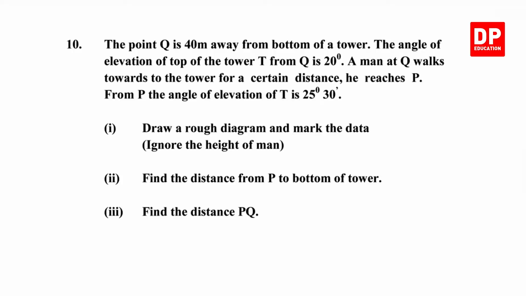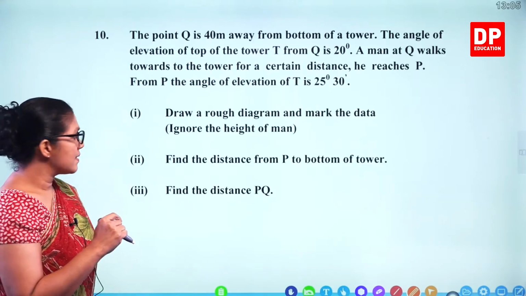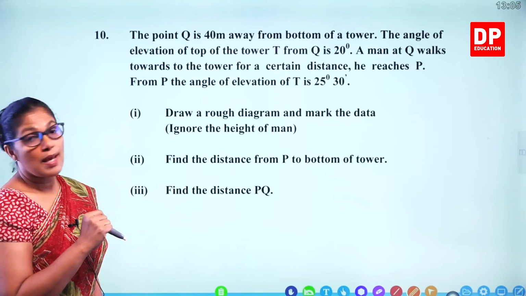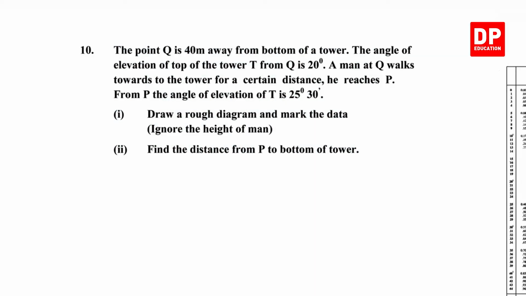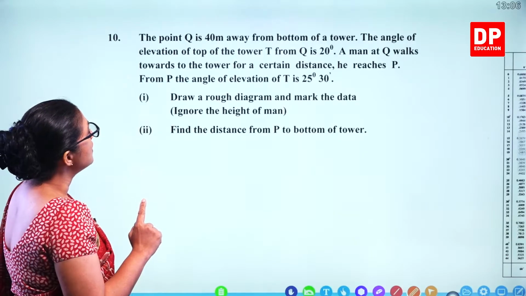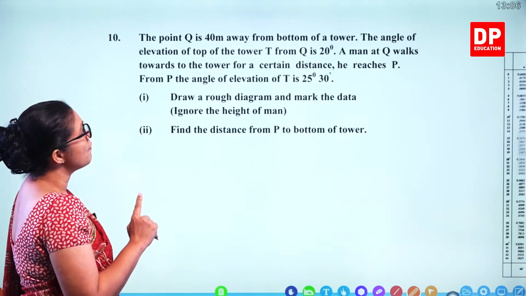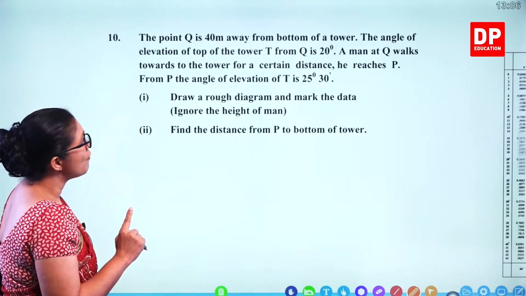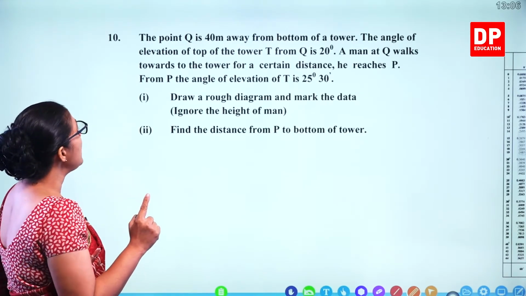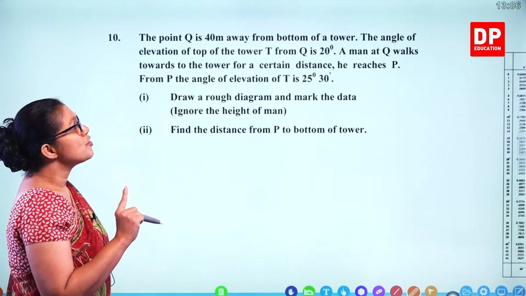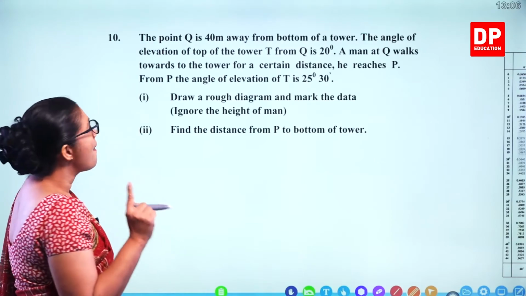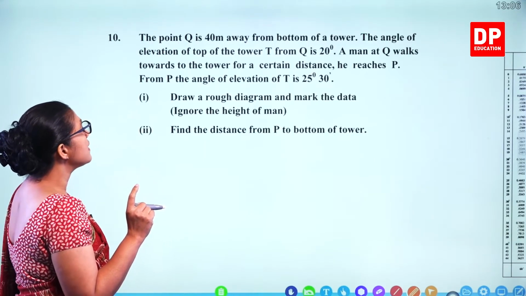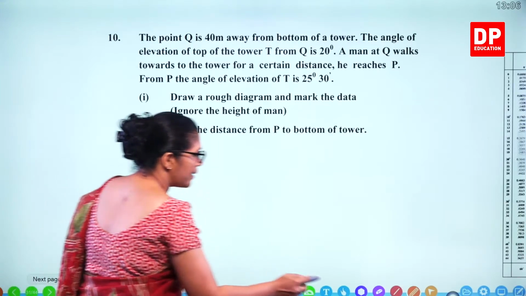Question number 10. This is about angles and you have to draw the rough diagram and find out the distance using tables. The point Q is 40 meters away from bottom of tower. The angle of elevation of the top of the tower T from Q is 20 degrees. A man at Q walks towards the tower for a certain distance. He reaches P. From P, the angle of elevation of T is 25 degrees and 30 minutes. Draw a rough diagram and mark the data. Ignore the height of a man.